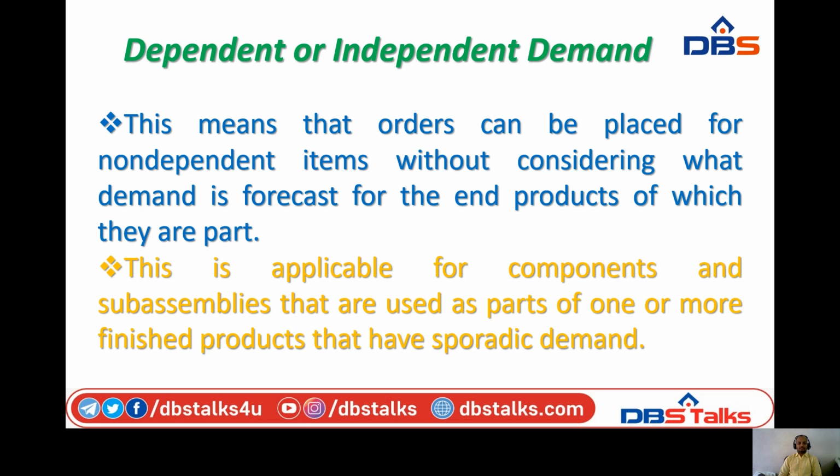This is applicable for the components and sub-assemblies that are used as part of one or more finished components that have sporadic demand. The dependency is greatest when both the timing and the quantity for end product demands are not predictable.